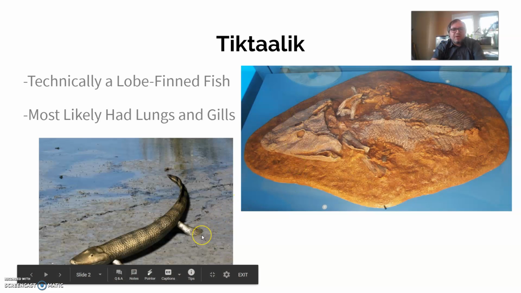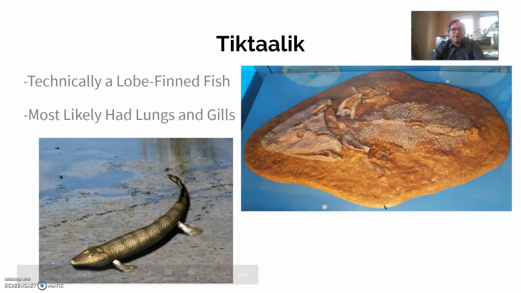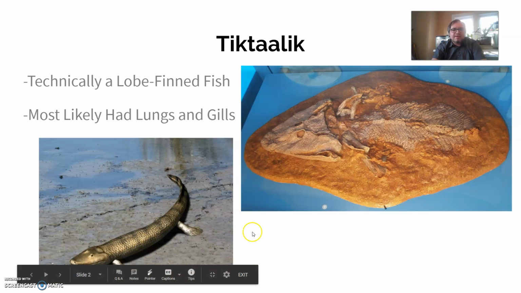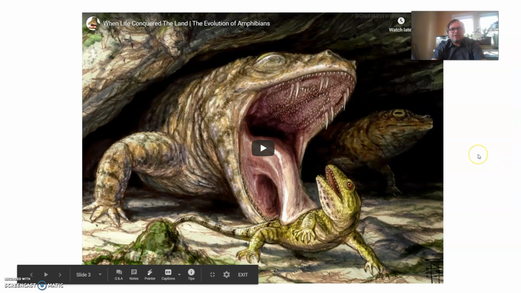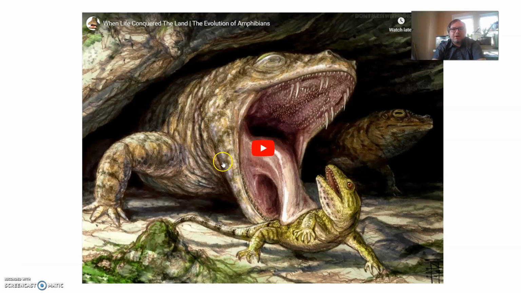But again, you can see from those lobed fins, they function almost in a similar way as feet would for amphibians. And we already know that our lobe-finned fish were capable of using their swim bladders like lungs to help them with gathering oxygen. So Tiktaalik most likely had lungs and gills to help it with transitioning through this period. And there was an adaptive reason for that change. So the video that I have on this part is part of a documentary that talks about the transitions between fish to amphibians.